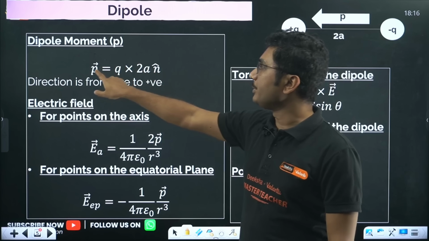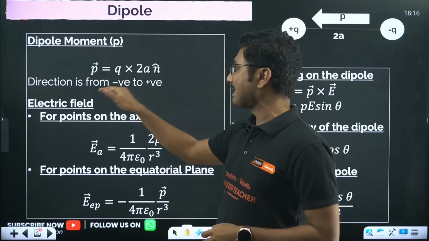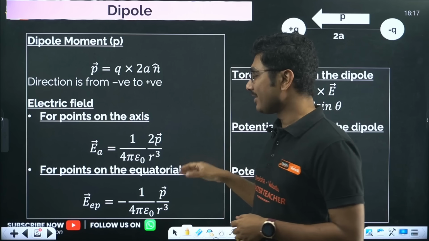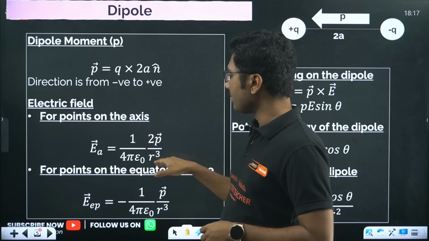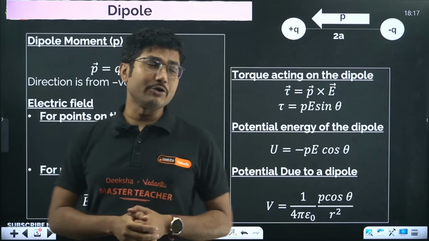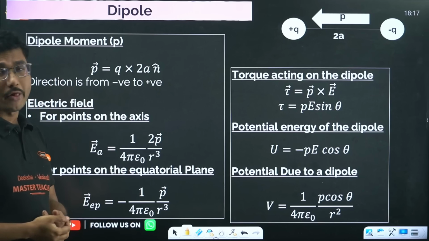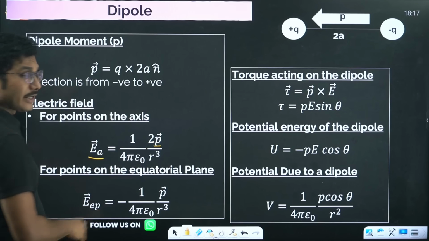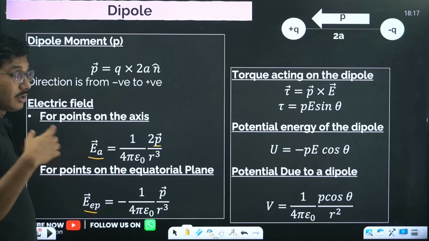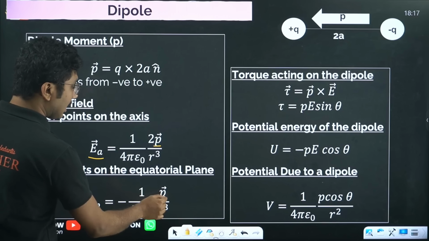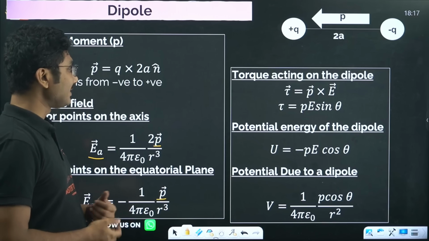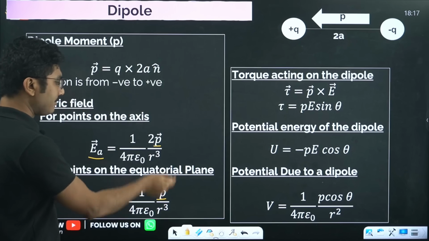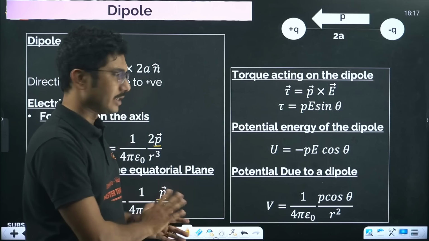So dipole moment is P equals Q into 2A. Direction is from negative to positive charge. Electric field, for points on the axis, is given by 1 by 4 pi epsilon naught 2p by r cube. For points on the equatorial plane, it is minus 1 by 4 pi epsilon naught p by r cube. So basically the axial electric field is in the same direction as the dipole moment. The equatorial plane electric field is opposite to that of the dipole moment. So that's why there is a negative sign. Now in case of torque acting on the dipole, obviously the relationship between them is this is twice, sign is negative, etc, etc.